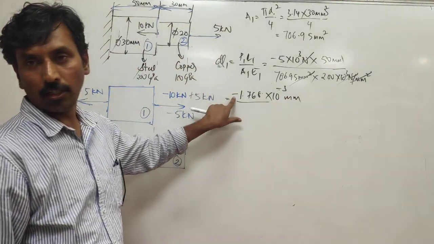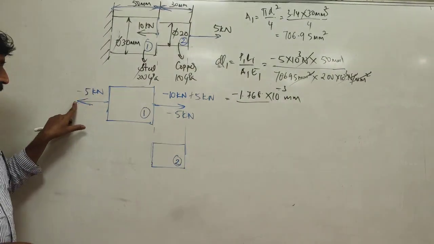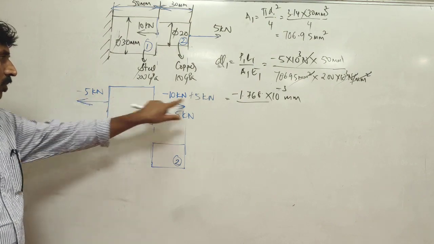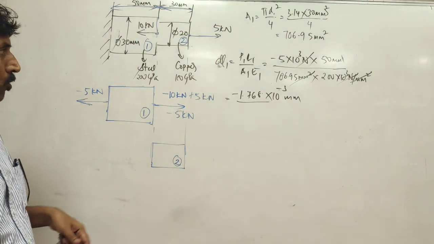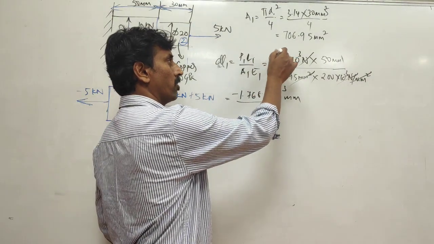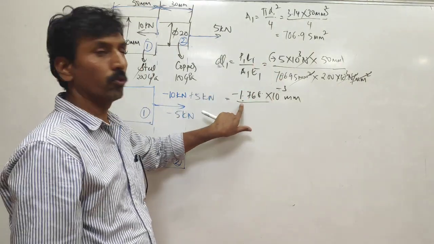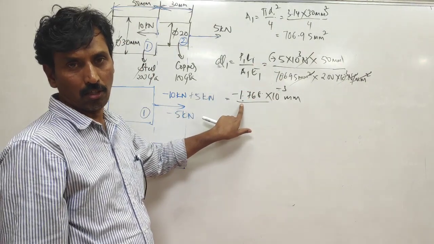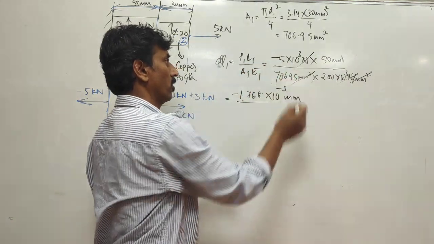Guys, why did we get minus here? Because this is compressive. Though I actually put this arrow mark outside, I put this as minus 5 kilonewton, which is compressive. So I got this minus. Since I put this minus here, I am getting minus here. Suppose if you miss the minus sign here, you will miss the minus sign here. So wherever it is compressive, please put it as minus.